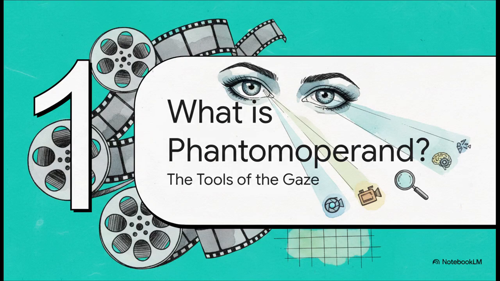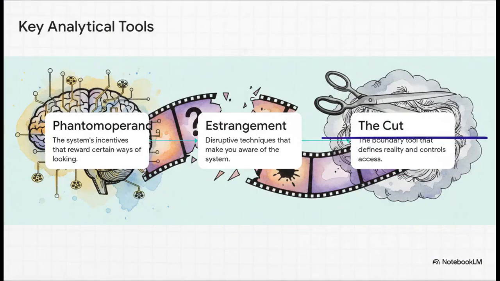Okay, so to really understand how this all works, we need a shared vocabulary. Let's break down the three critical tools we're going to use to take these films apart. First, you've got the phantom operand itself. That's the reward system we just talked about. Second is a concept called estrangement. This is when a film does something weird, something jarring that snaps you out of just watching the story and makes you suddenly aware of the system at play.